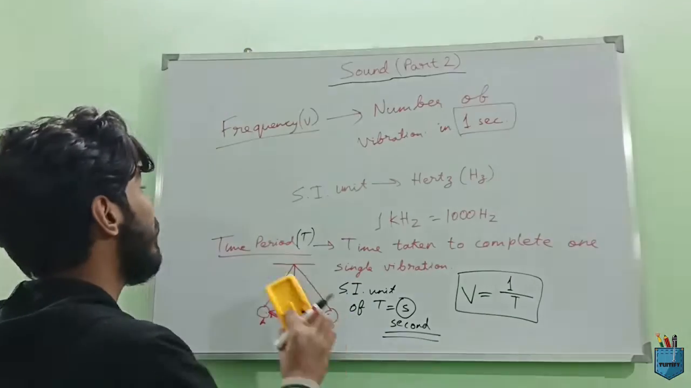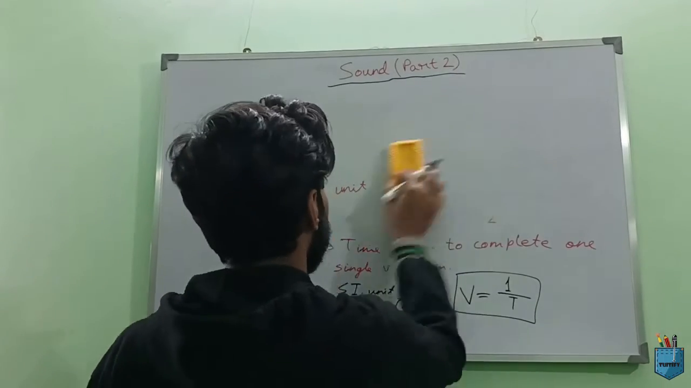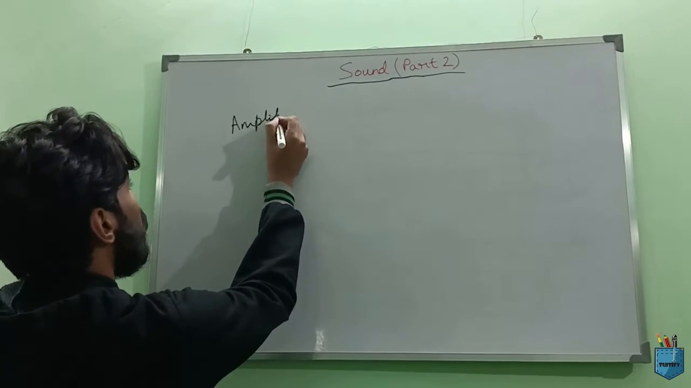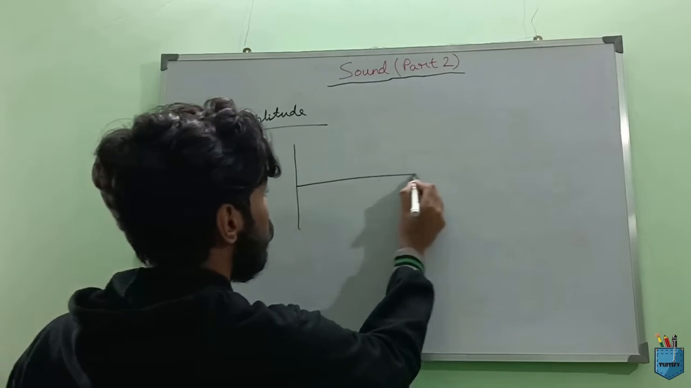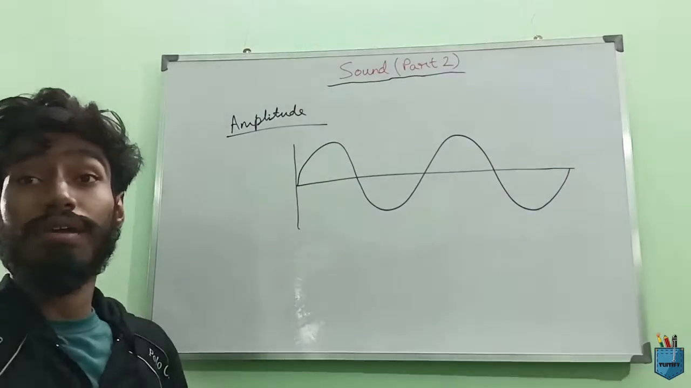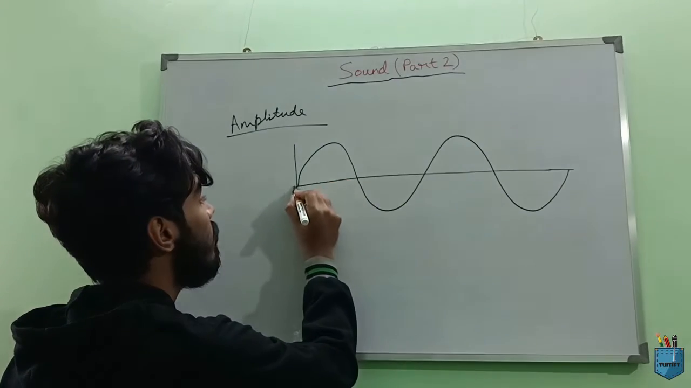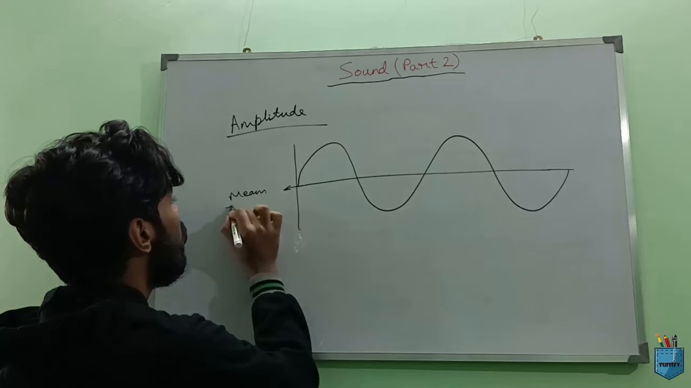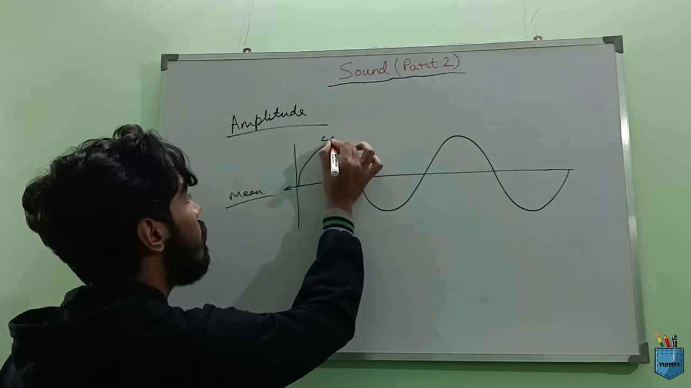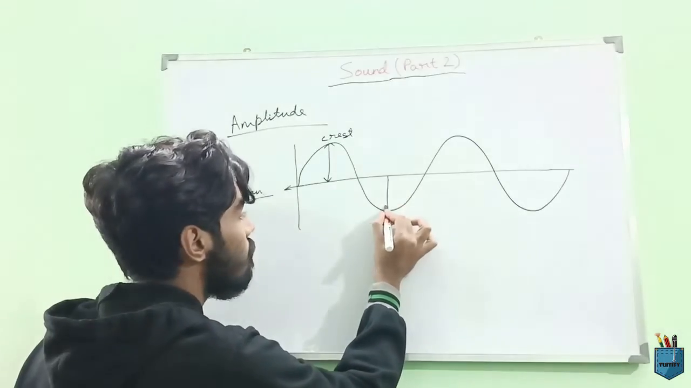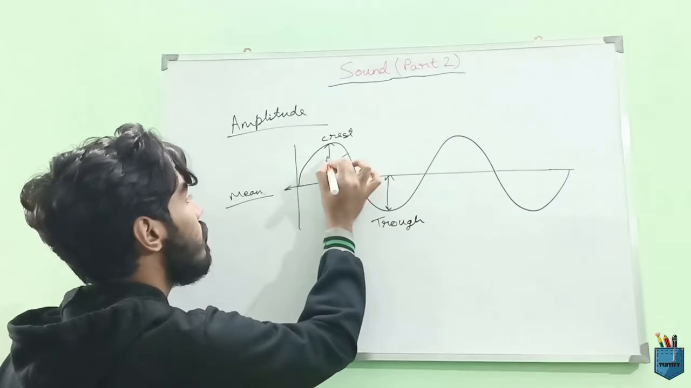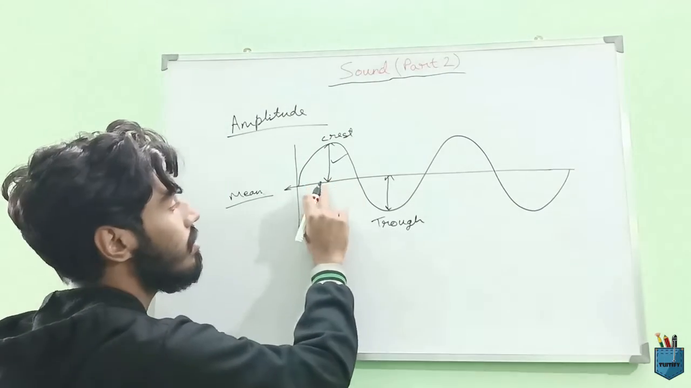Now moving to the next characteristic, which is amplitude. Again, drawing a wave. Drawing a wave is pretty easy, so I love to draw this one. So what is amplitude? This is the mean position of vibrations, and amplitude is the highest distance between the mean position and its crest or the trough. So this one is the amplitude. The gap between the highest crest and the mean position is called the amplitude.